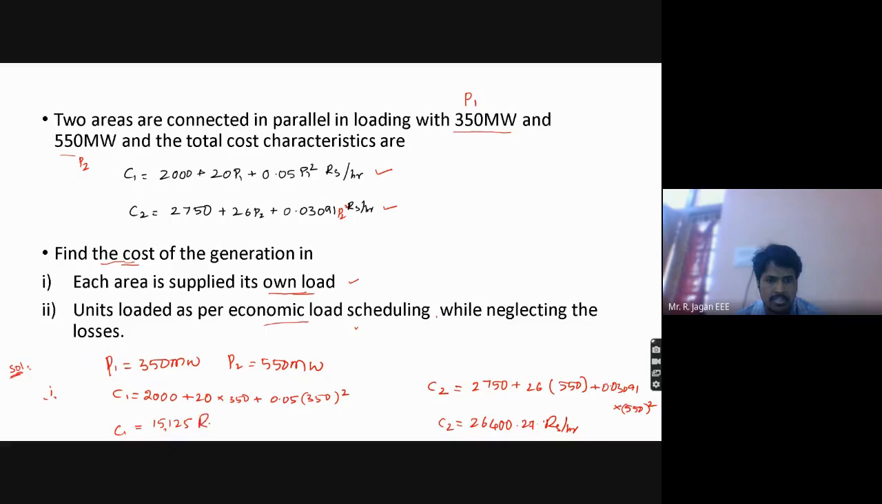Right. So this is the cost by individual loads before economic load scheduling. Now we are going to find out the economic load scheduling, and after that the cost of generation. First we need to find the values of P1 and P2. Let us say total load is P equals P1 plus P2. 350 plus 550 is 900 megawatts.